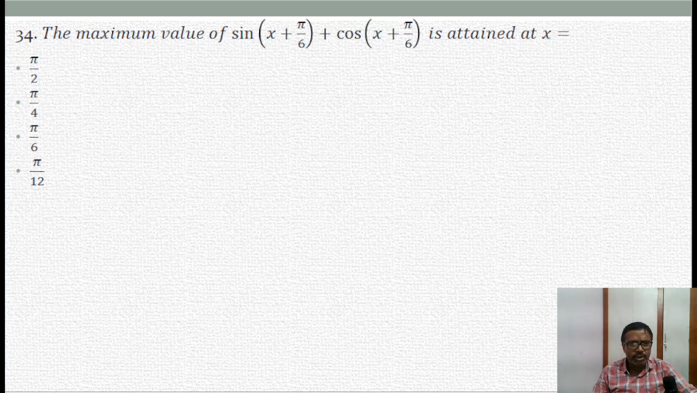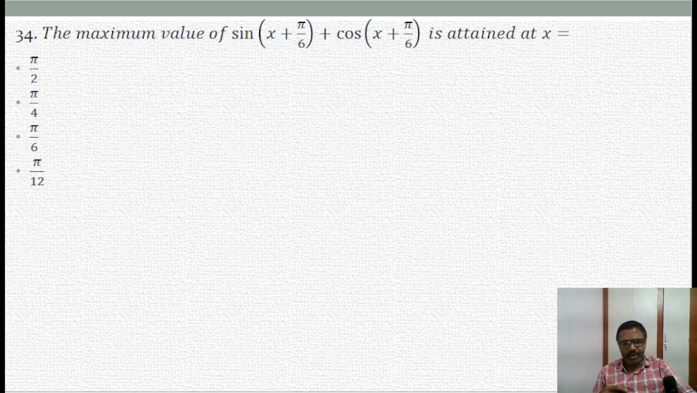So the next question is, the maximum value of sine of x plus pi by 6 plus cos of x plus pi by 6 is attained at x is equal to what value? The options are pi by 2, pi by 4, pi by 6 and pi by 12. Now to find the maximum value, always keep it in mind we have a binomial and two different trigonometric functions.